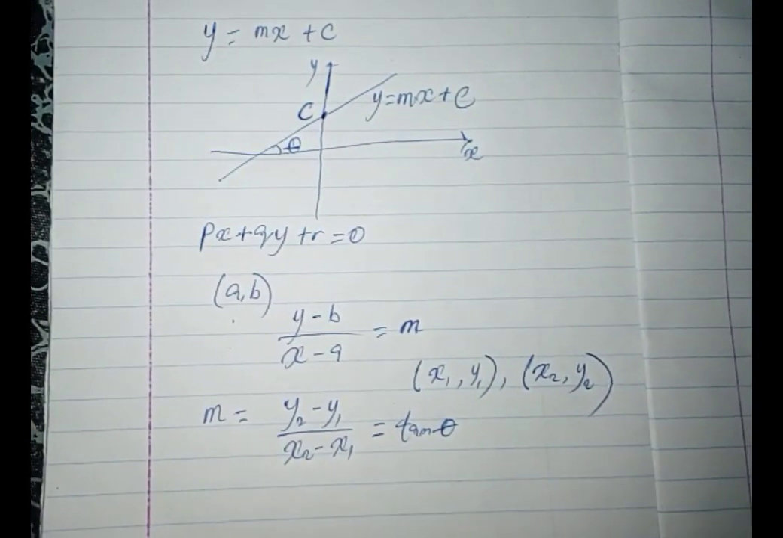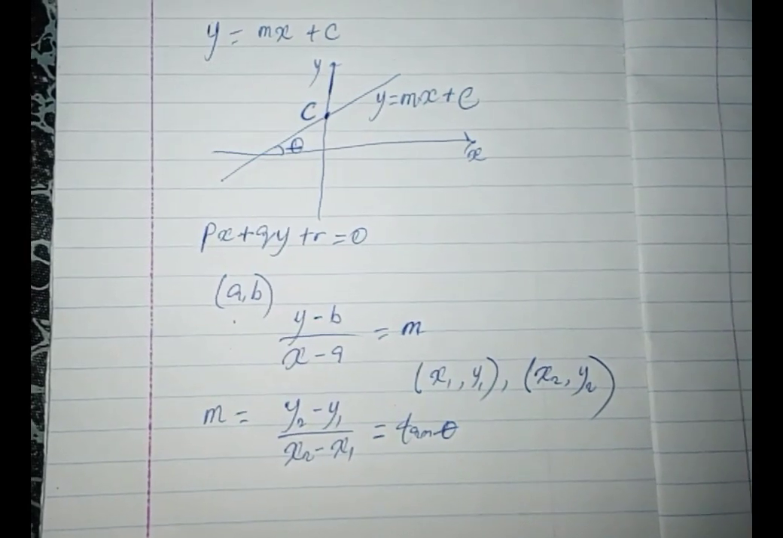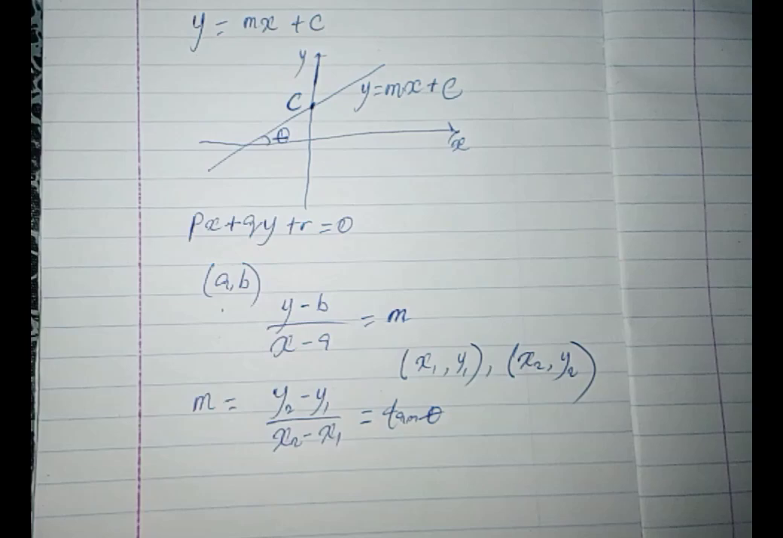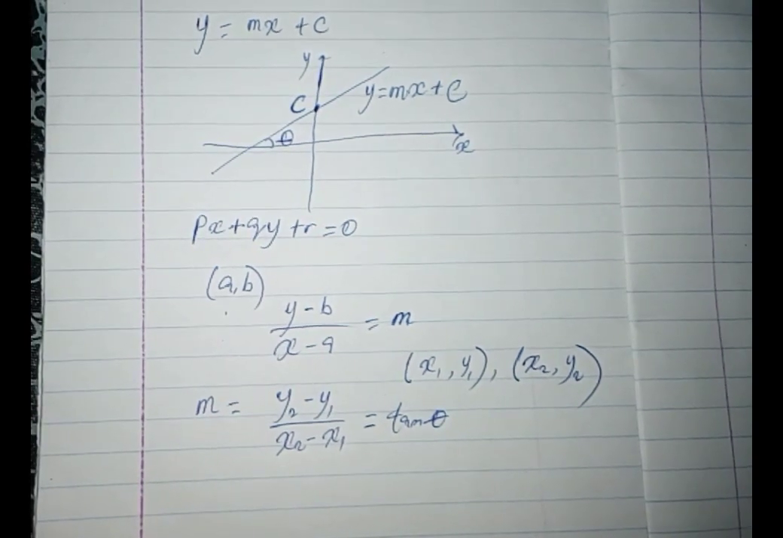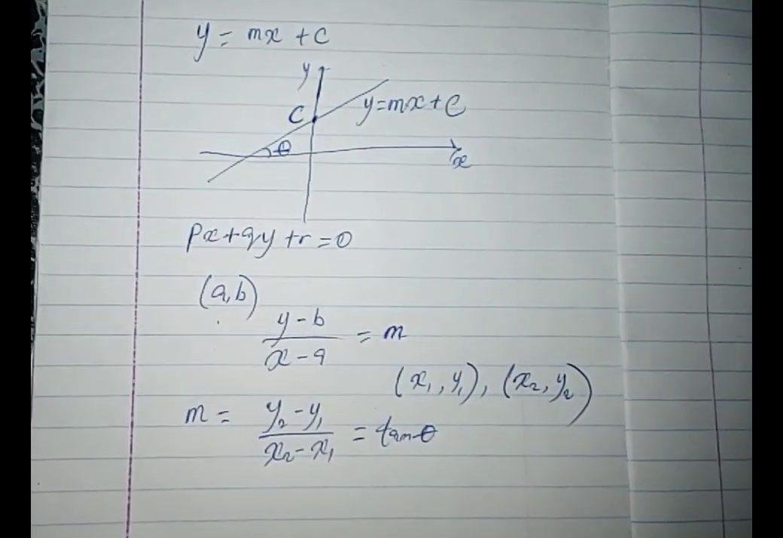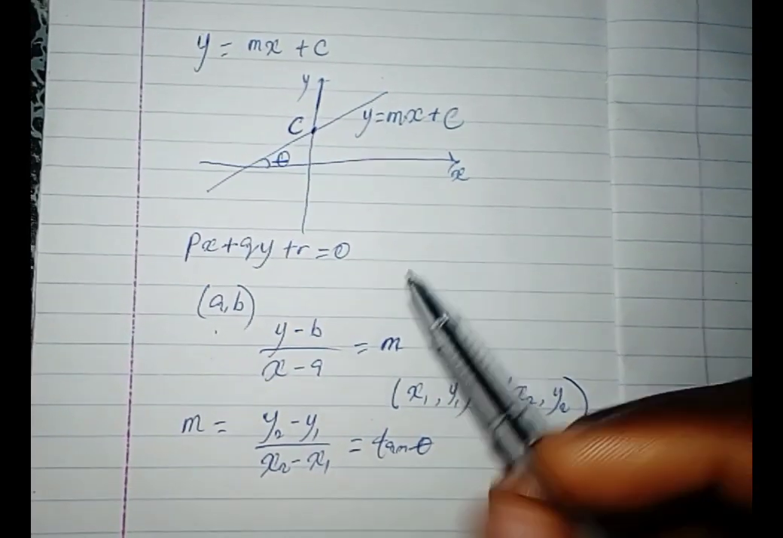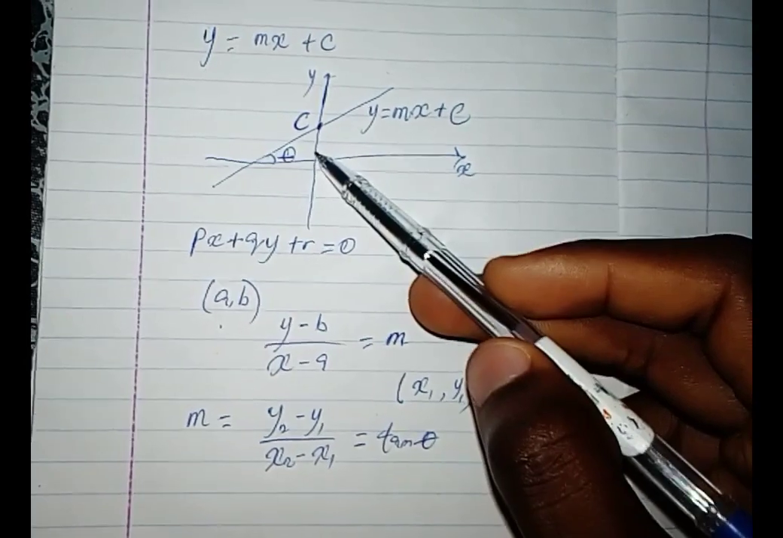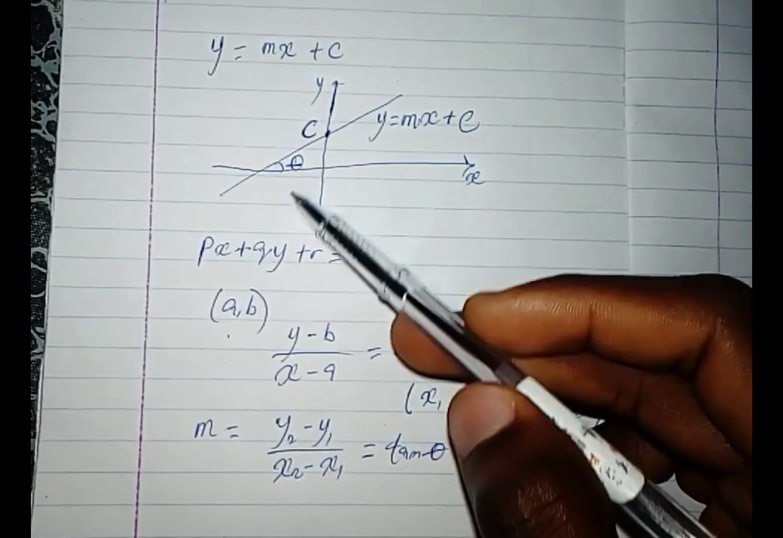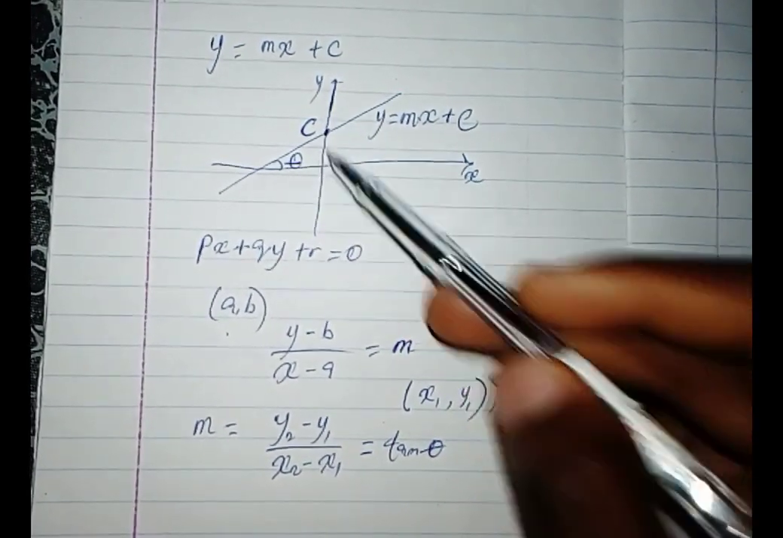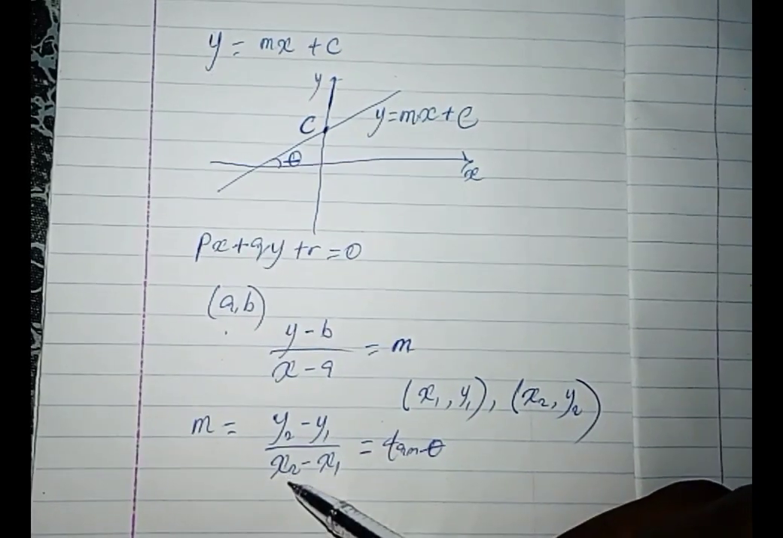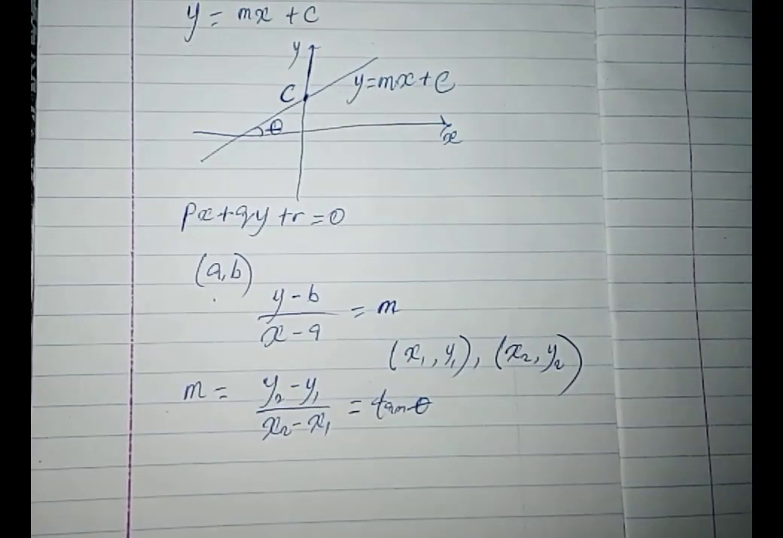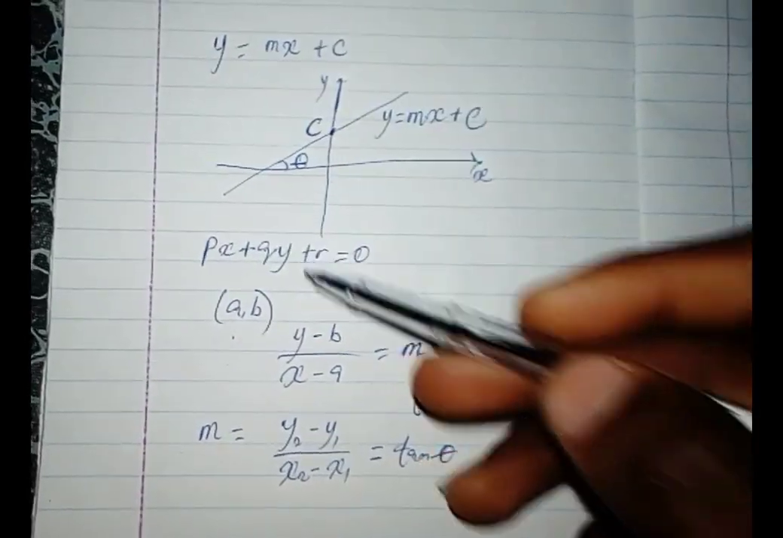This is equal to tan theta. You know from SOHCAHTOA, finding tan is opposite over adjacent, and from this you know the opposite is the y-axis and the adjacent is the x-axis. So the y-axis over the x-axis gives us our tan theta. So this is the gradient of a line, and these are the equations of a line.